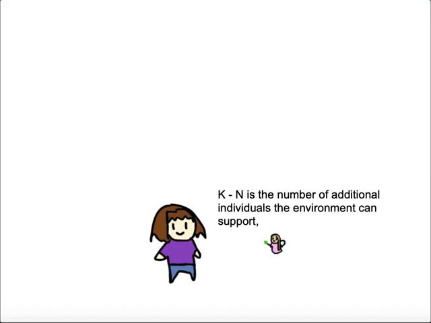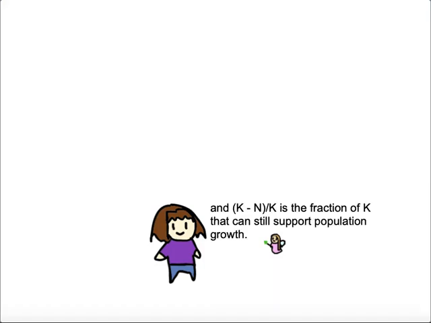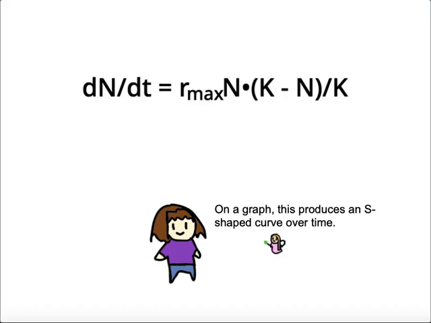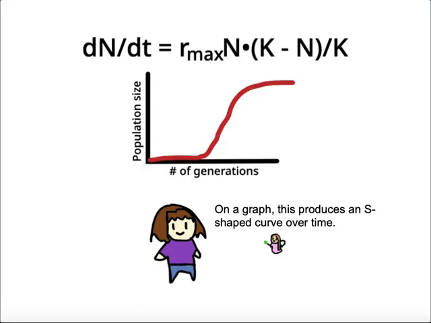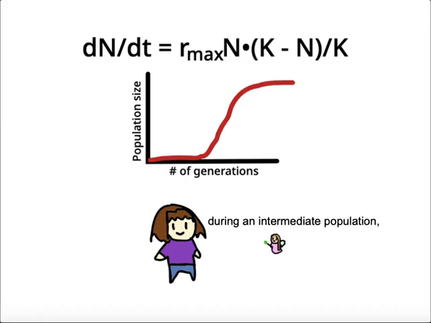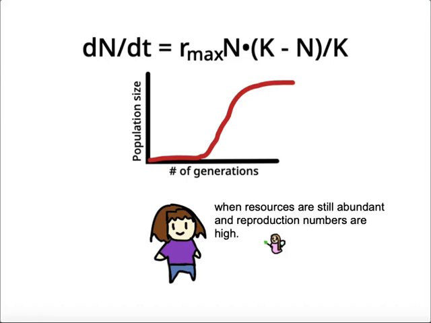K minus N is the number of additional individuals the environment can support, and K minus N divided by K is the fraction of K that can still support population growth. Now we have this formula. This way, the available resources in K will be able to factor into the growth of the population. On a graph, this produces an S-shaped curve over time. From that, we can infer that population growth is most frequent during an intermediate population, when resources are still abundant and reproduction numbers are high.